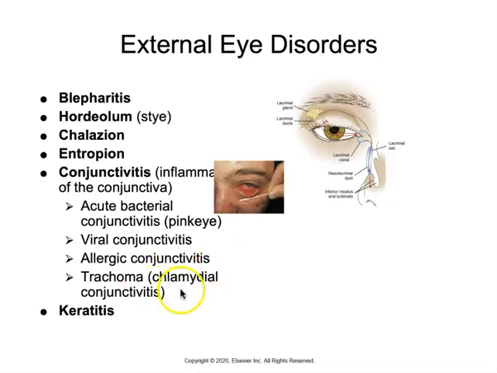And then we have trachoma, which is caused by chlamydia and is a serious form of conjunctivitis that could lead to blindness if it's untreated. And finally, we have keratitis, and this is an inflammation of the cornea, and this can result from infections or injury and is going to need medical attention right away.